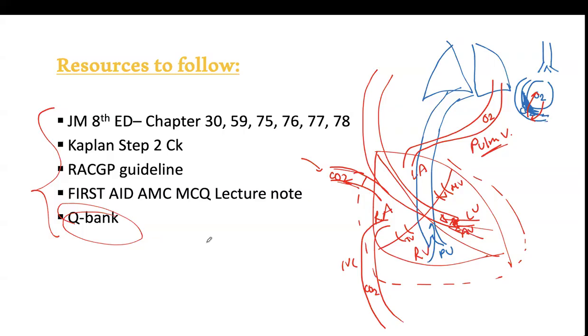So first of all, let's talk about what theory knowledge you need. So we are going to follow John Murtagh 8th edition. That's for all of these cardiology chapters. We follow Kaplan Step 2 CK. We also follow Therapeutic Guidelines. For chest pain, we will be following Therapeutic Guidelines a lot.